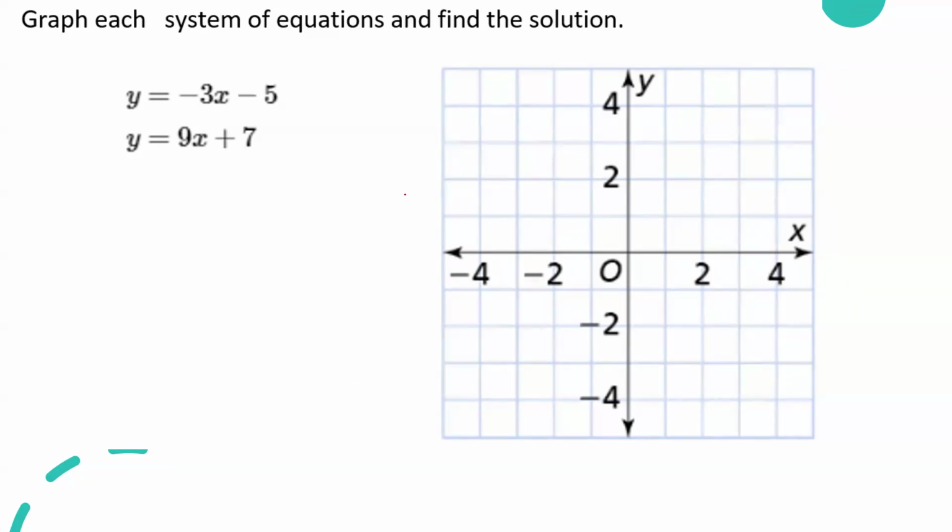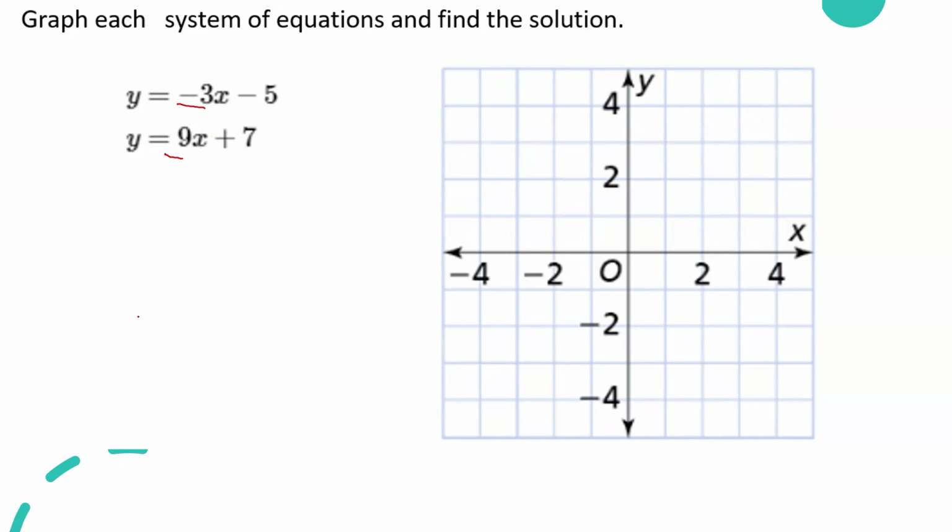All right, so we're going to look at how to graph another system of linear equations. The example says, graph each system of equations and find the solution. Again, by looking at this system, we know that we have one solution. Why? If you look at the slope, both of them are different.